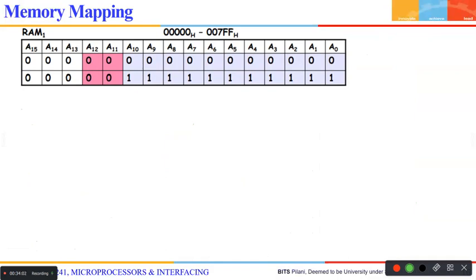See, this is the starting address of RAM 1, that is 0000. This is the ending address of RAM 1. Do I need to explain how this came? We are writing only this much. 0 means 0000, and 7 means 0111. F means 1111. Like that you have to write. Have you understood?